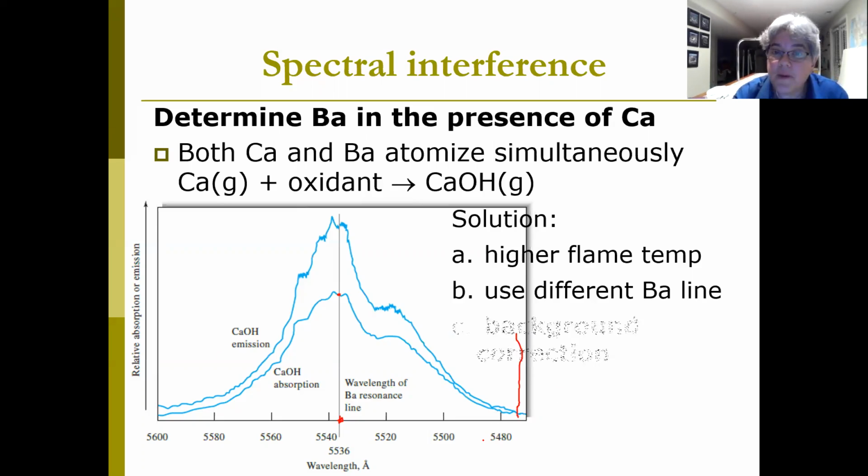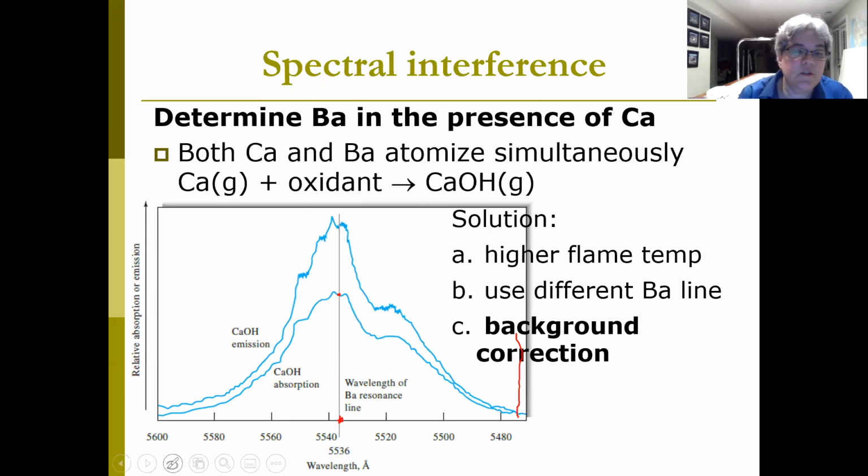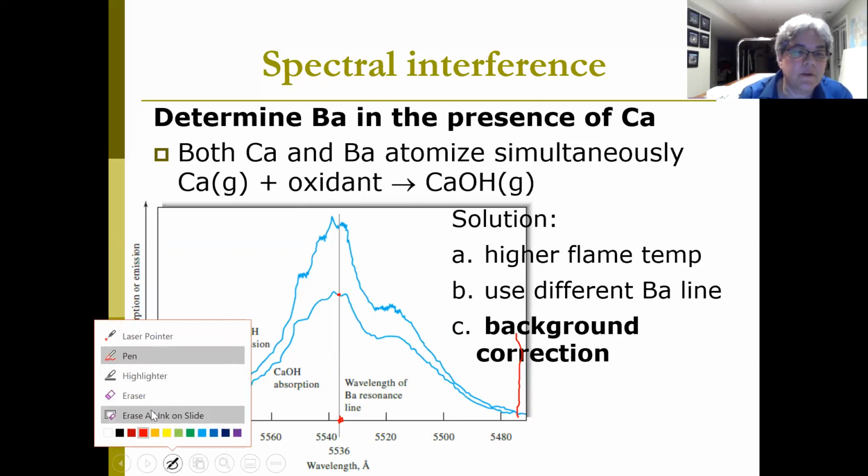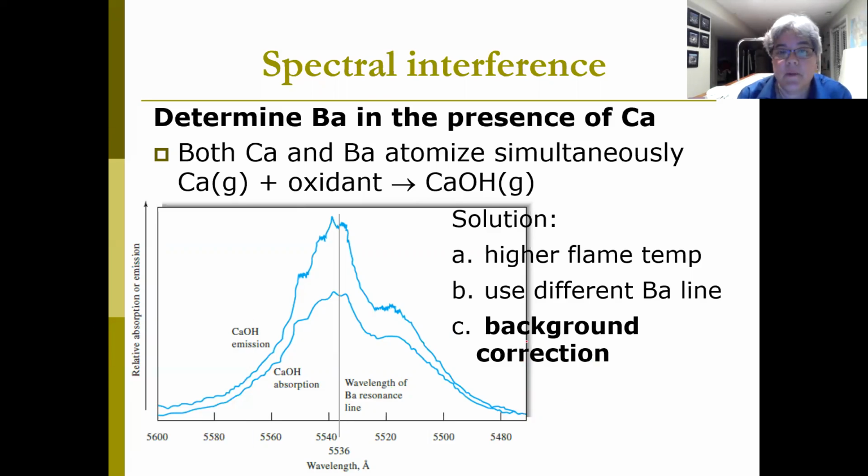And then the third thing, the one that's commonly used, is to use something called a background correction. So this is actually a way to take this signal and subtract it out of your sample. Okay, and there are a couple of methods to do this. They're a little bit complicated, so we won't talk about the methods. I think one of them might be explained in your book, but you should just know the word background correction is a way to correct for spectral interferences.